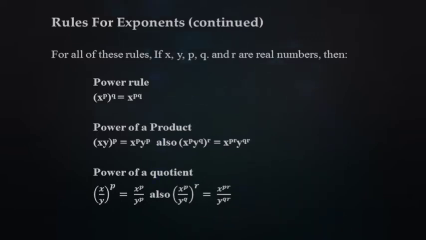And finally, the power of a quotient is similar. x over y, all to the p power, is equal to x to the p over y to the p. And if that's more complicated, if it's in parentheses x to the p over y to the q, all raised in parentheses to the r power, that r would distribute to the top exponent and the bottom exponent and get x to the pr over y to the qr.